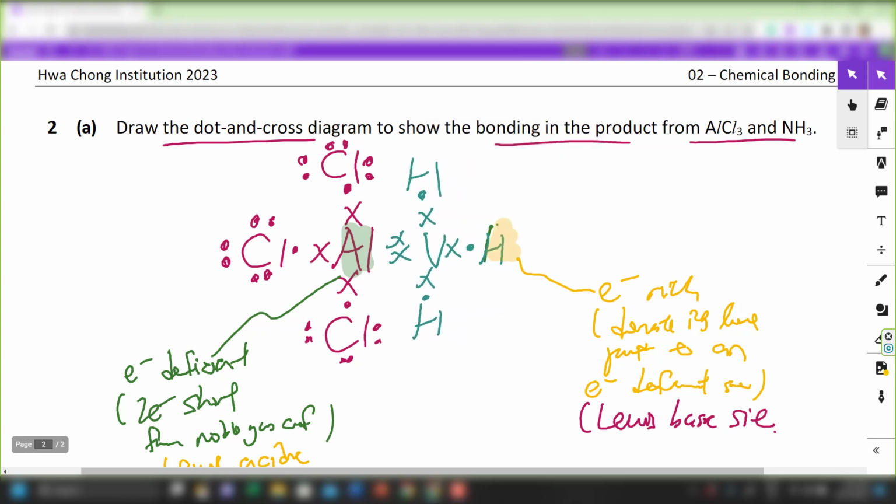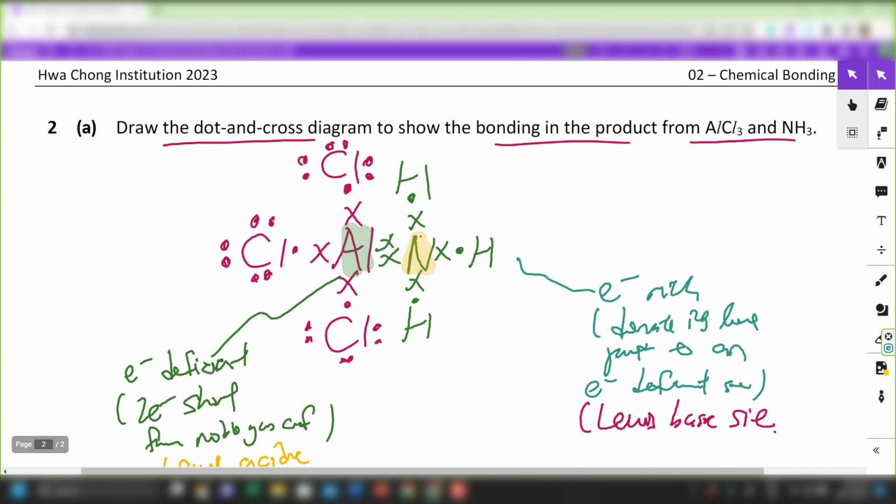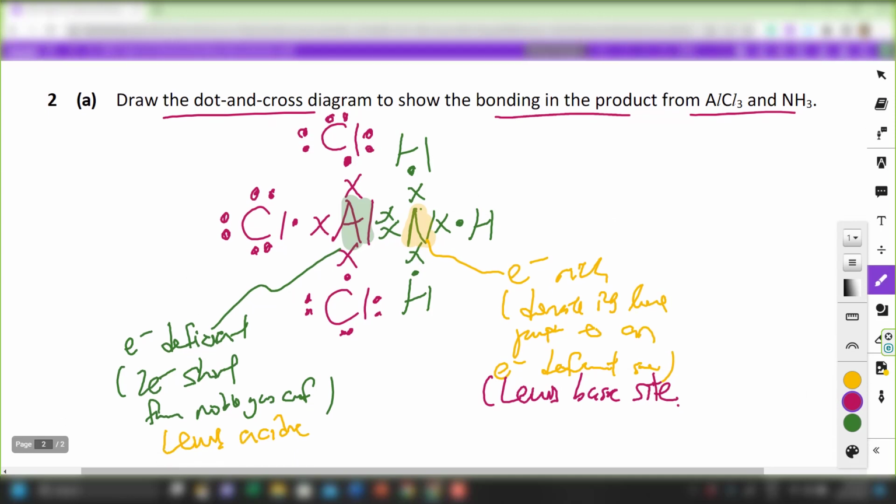I'm just going to draw. They will combine like this. Just draw a little bit higher. I can't shift the thing properly without disturbing other things, so I'm just going to shift this up first. Yeah, that makes perfect sense. So, Lewis basic site. I think that should be fine. I hope you understand everything that's going on.